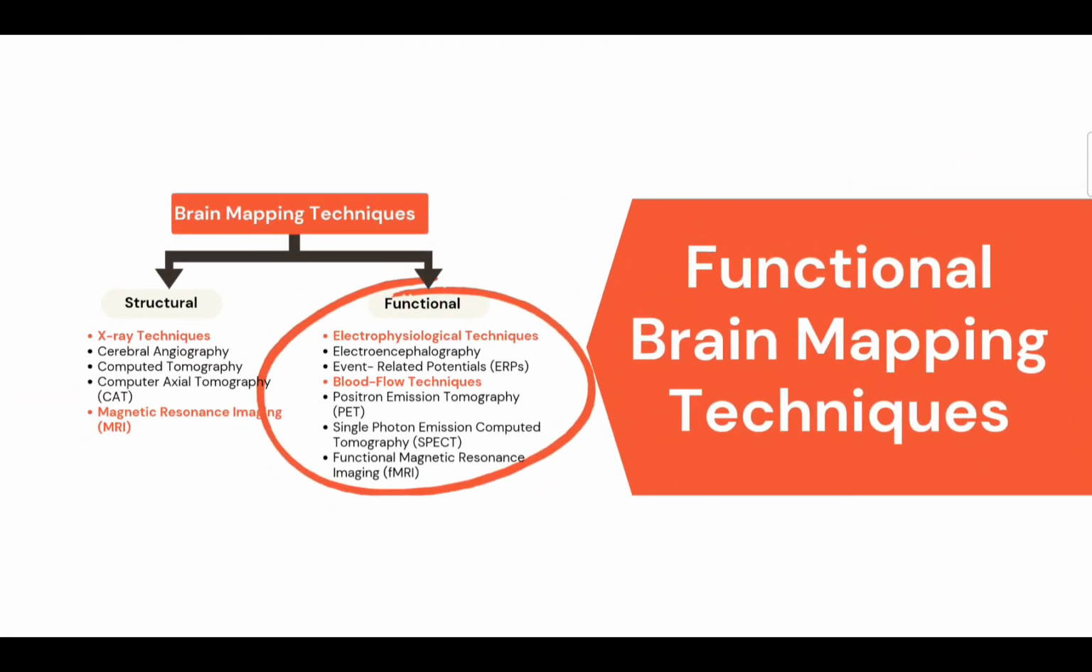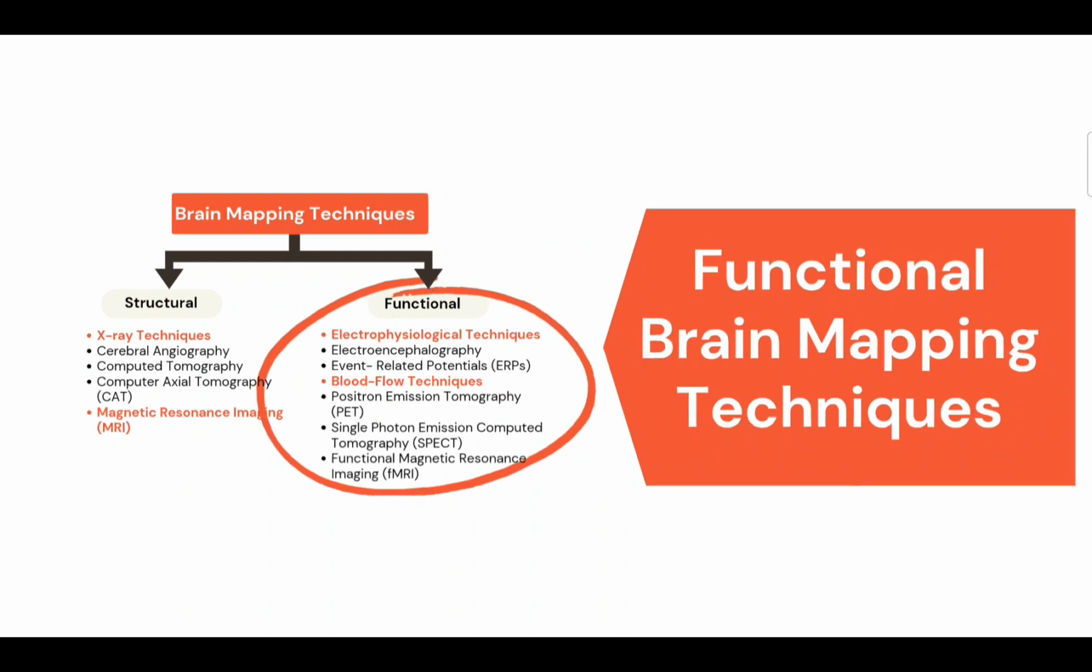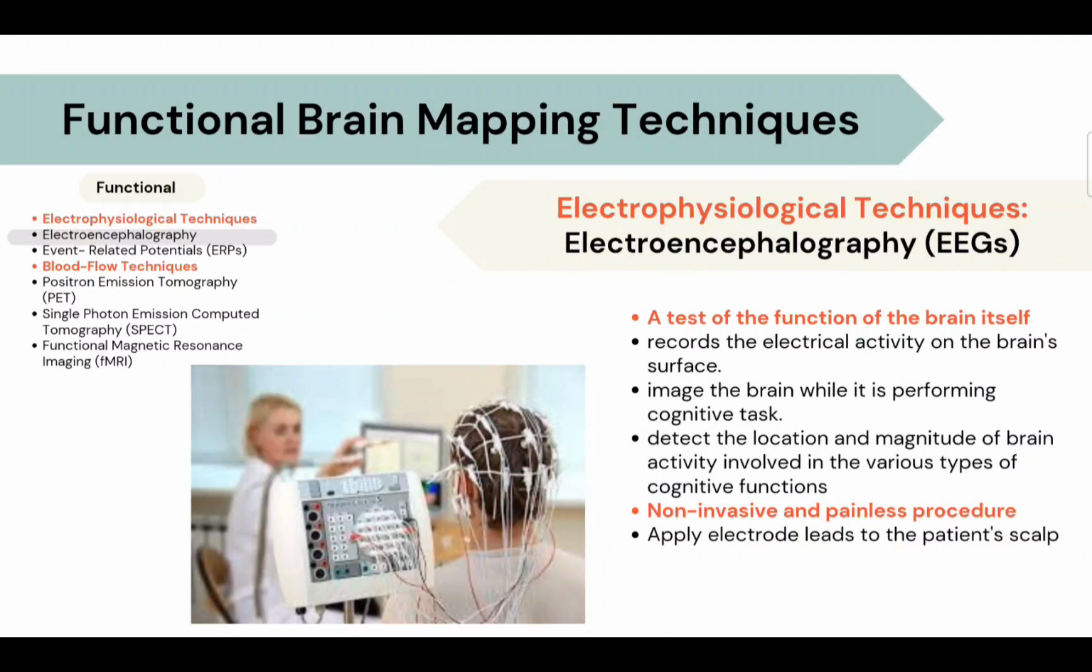Alright, moving to the next brain mapping techniques, which are the functional brain mapping techniques, involving the electrophysiological technique and blood flow techniques. For functional brain mapping techniques, we will see the brain activity, the dynamic images of brain activity. We want to see the changes in brain activity, meaning there might be a video, there might be a graph showing how our brain activity changes over different cognitive tasks.